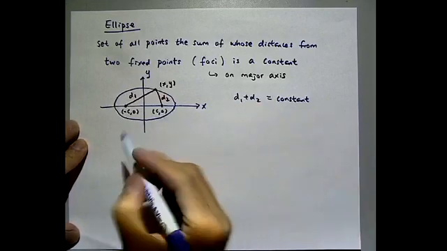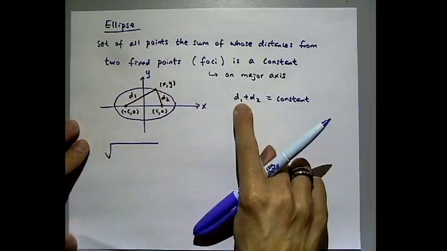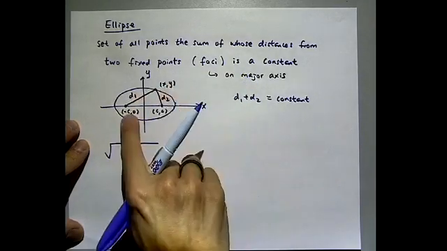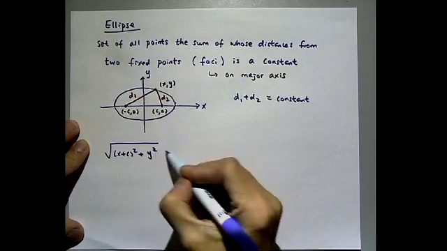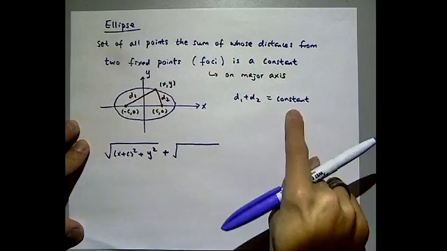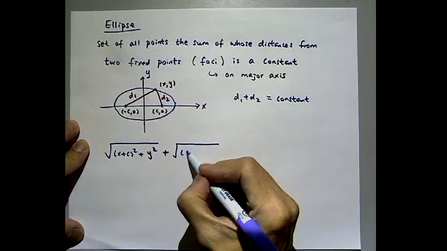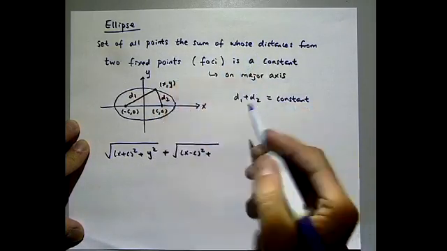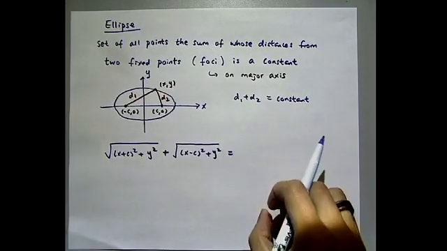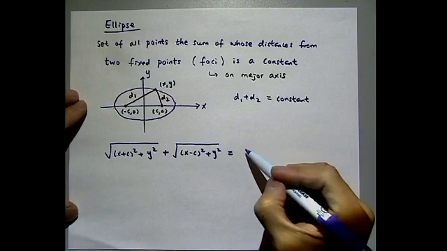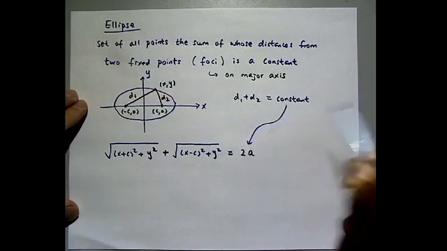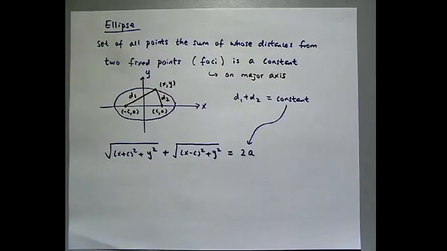So let's write out what D1 and D2 are. Again, using the distance formula, D1 is the square root of (x minus c) squared plus (y minus 0) squared. And then D2, (x plus c) squared plus (y minus 0) squared. And we want this to be equal to a constant. For convenience, we're going to say the constant is equal to 2 times some other variable a. You can call the constant anything you want. You call it 2a, then it happens to be part of the shape.